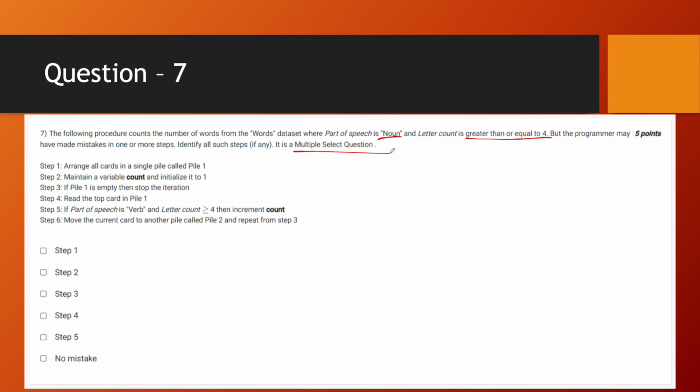So let's start reading through the steps. Step 1 is that you have to arrange all cards in a single pile called pile 1. That's a standard procedure. I don't think there is any error here. So there are no errors here.